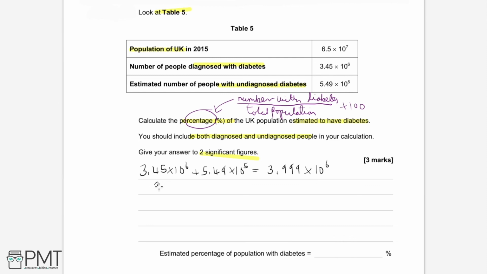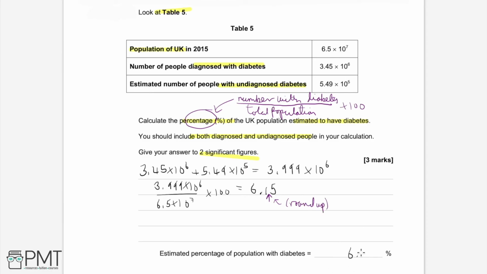We can then substitute this into the formula we just discussed. 3.999 times 10 to the 6 divided by 6.5 times 10 to the 7, that is the total population, multiplied by 100, gives us an answer of 6.15. Now the question asks us to give our answer to two significant figures. Looking after the second digit, we can see that it's a 5. So we should round up to 6.2%.